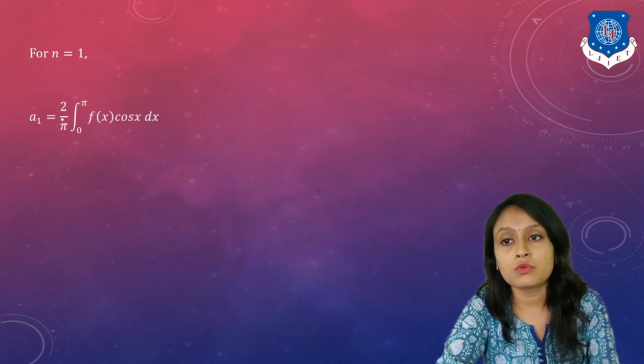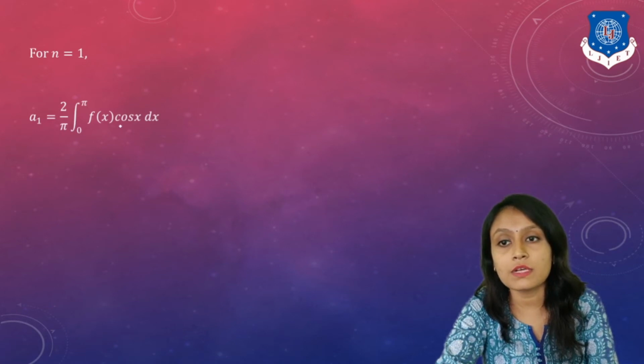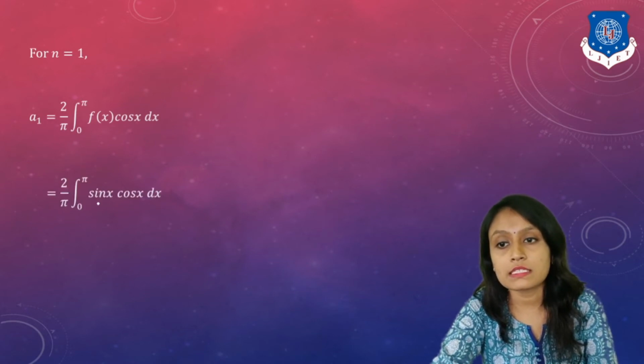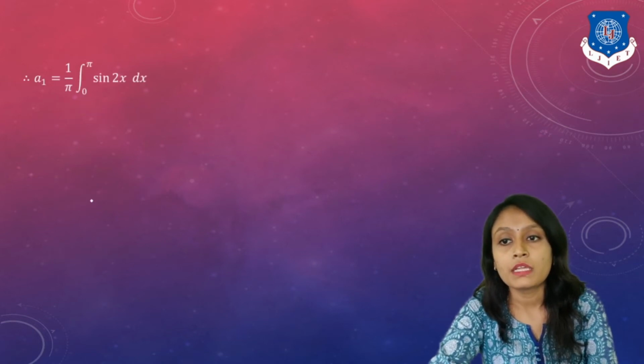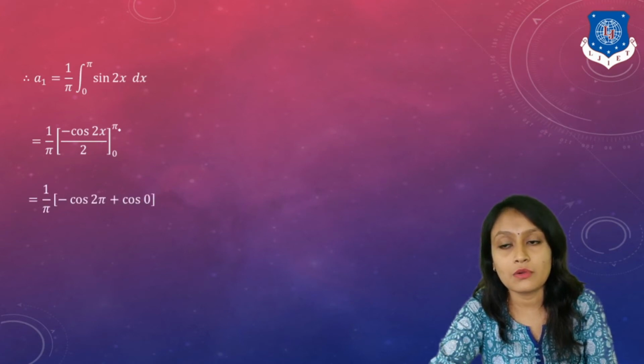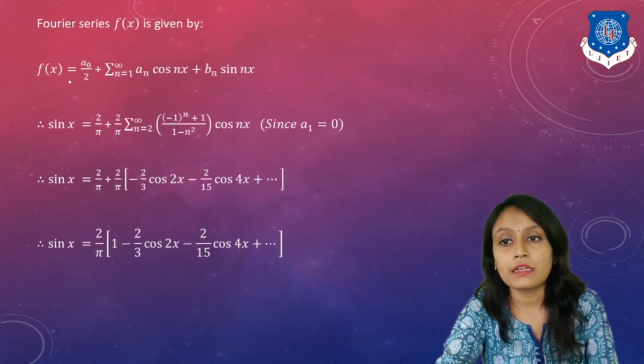The formula is 2 upon pi integration 0 to pi f(x) cos nx, but n is 1, so here we have cos x dx. The value of function f(x) is sin x. Just take 2 inside, so here we have 2 sin x cos x. Now we know it is sin 2x integrated, so you will get 1 upon pi into minus cos 2x upon 2, and the limit is 0 to pi. Apply the limit. Now we know the value of cos 2 pi is 1, and cos 0 is 1, so it will get cancelled, and the answer of a1 will be equal to 0.